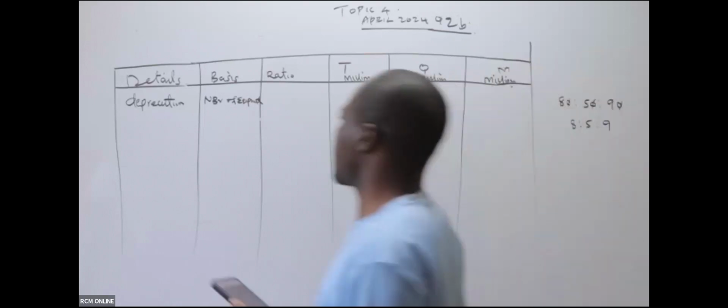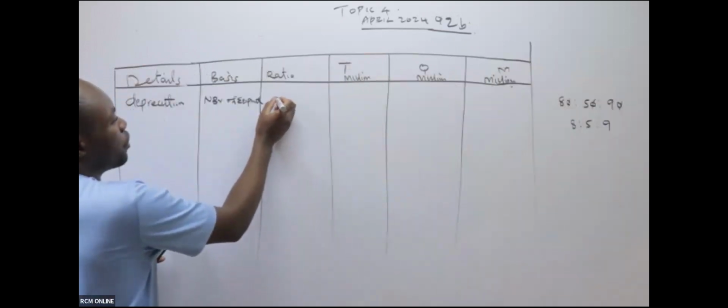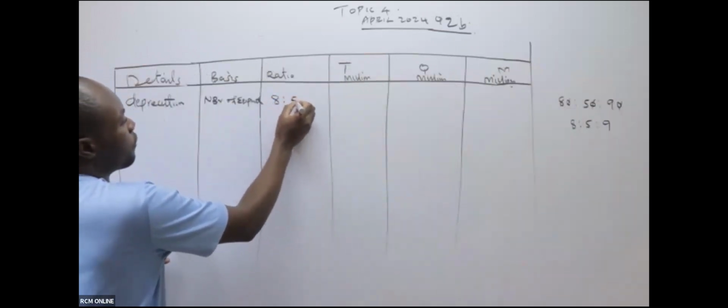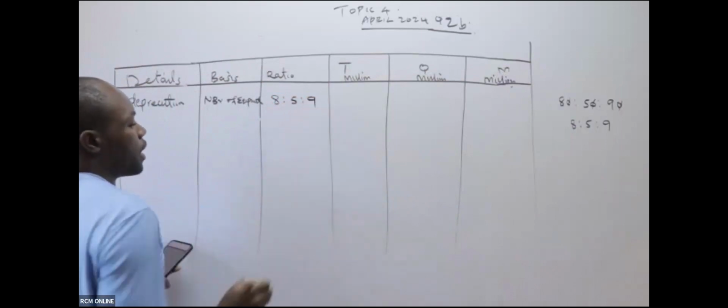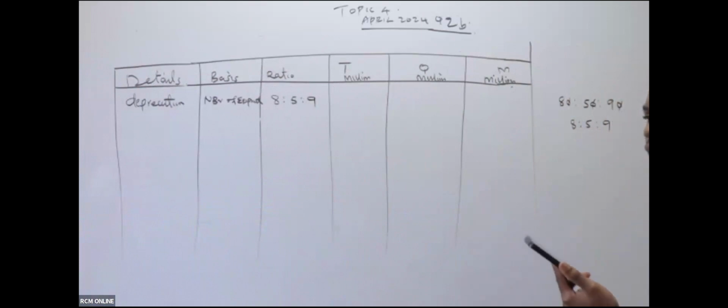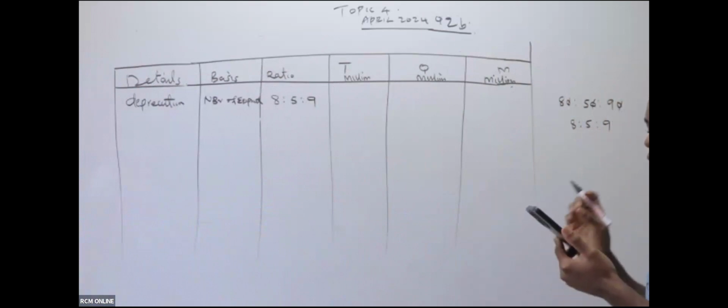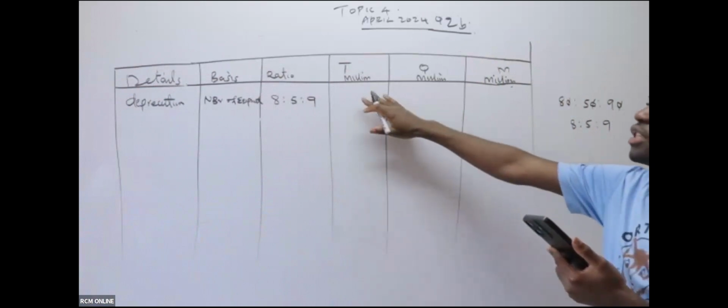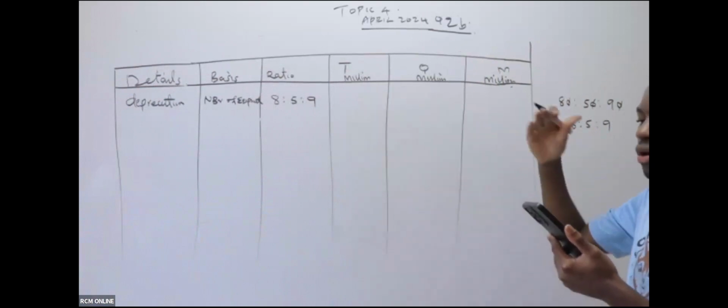So I will come here and indicate the ratio. 8 is to 5 is to 9. That is the ratio which we are having under depreciation. Then the next thing you're supposed to do, what is the total overhead which you want to distribute to the 3 departments?